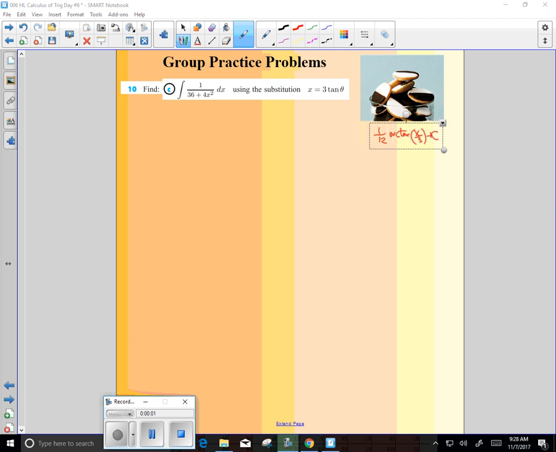All right, so we're going to substitute wherever there's an x, I'm going to substitute 3 tangent theta squared. But there is another thing we have to substitute, and that's dx. So dx is going to be 3 secant squared theta d theta. How many of you remembered that? 3 secant squared theta d theta. Good. If you didn't, write it in right now.